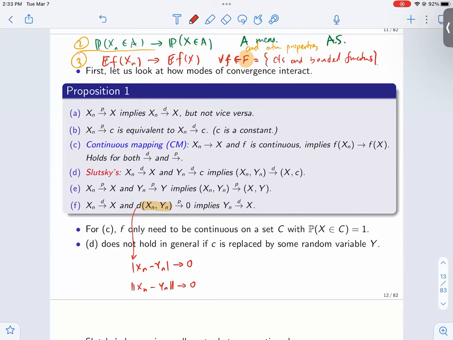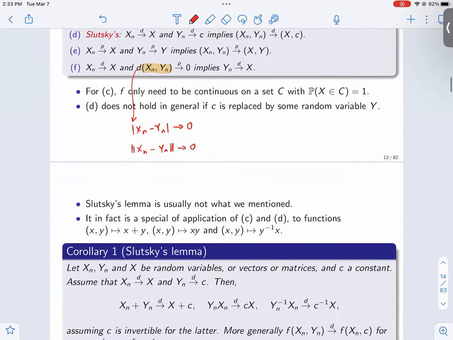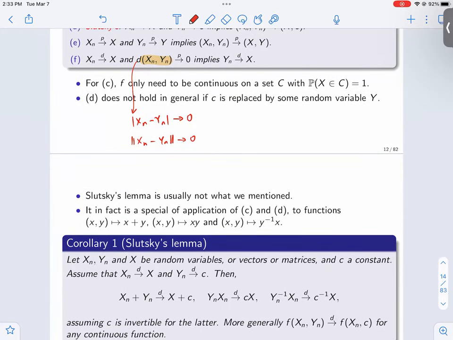So for example, if I combine C and D, you can see what kind of interesting stuff we can show. Look at these maps: X plus Y is a continuous map from R^2 to R. Product is like that. The inverse is like that if y is non-zero. And the way I wrote it actually works for matrices. So if X and Y are matrices, Y inverse times X is continuous. If these are matrices, this product, if it makes sense, is continuous.